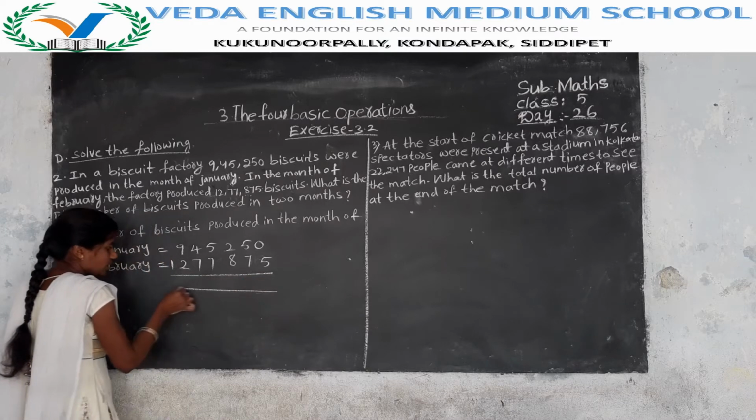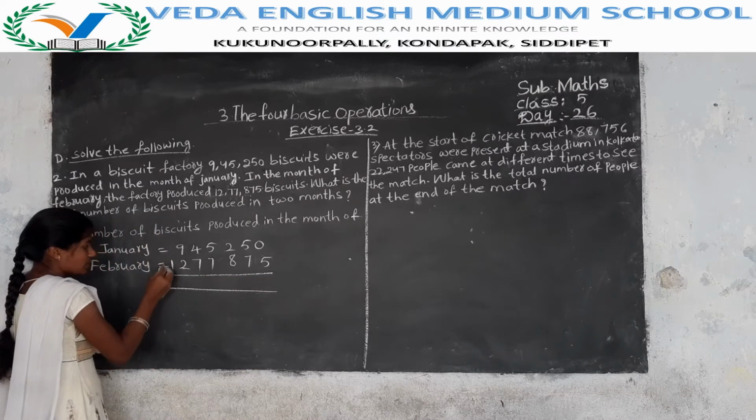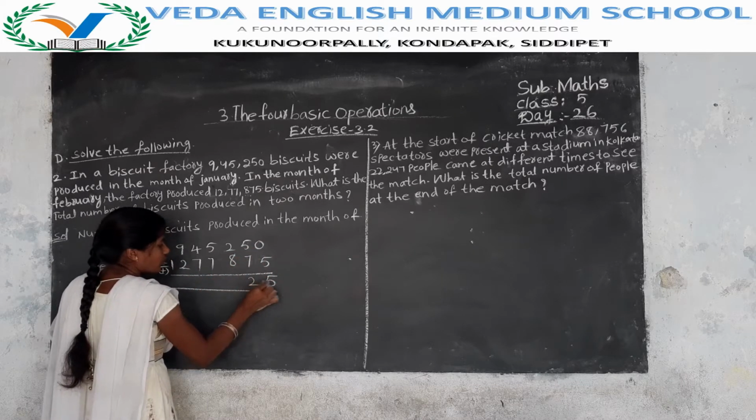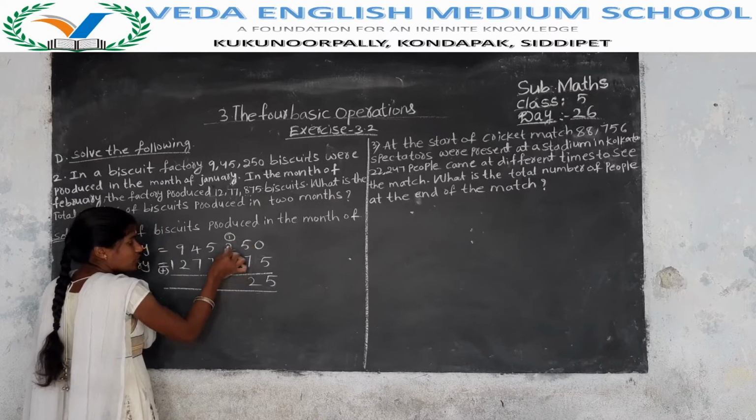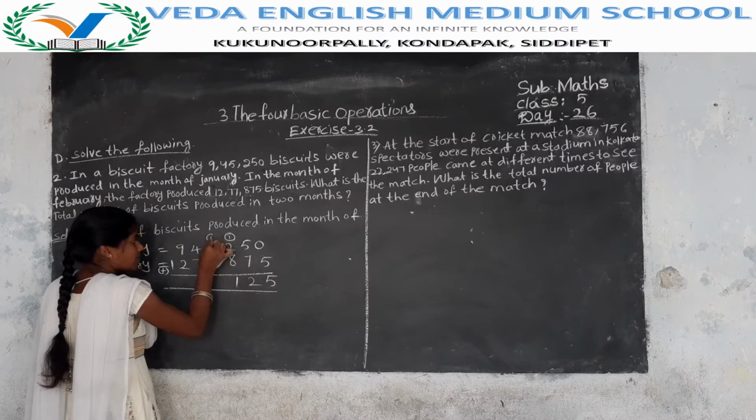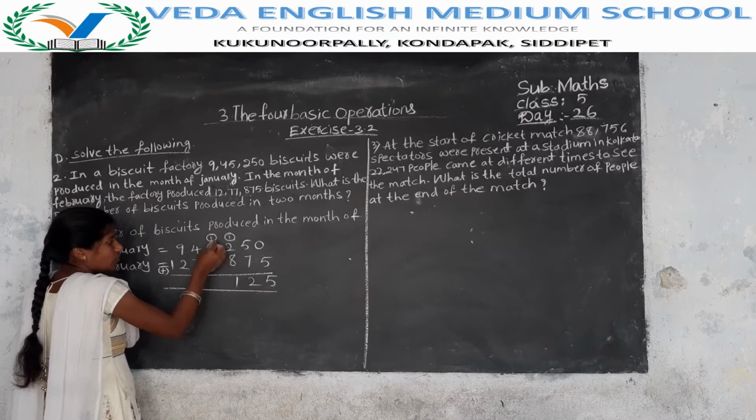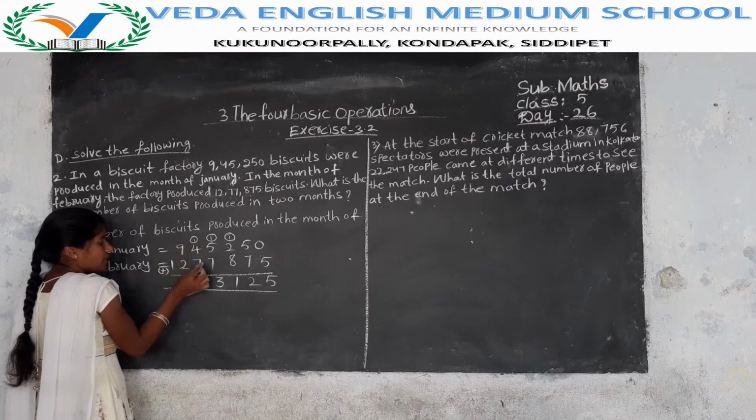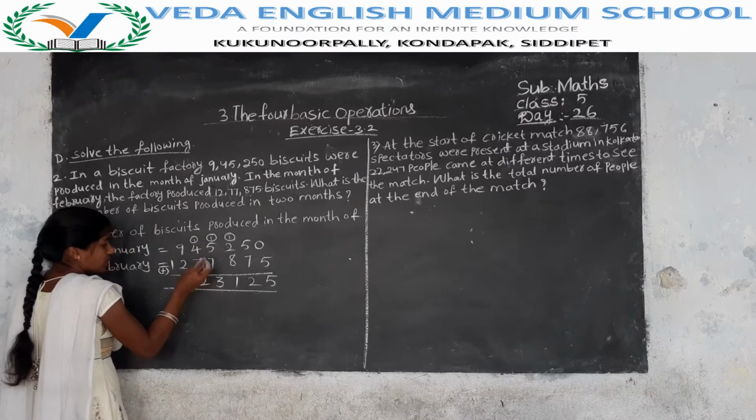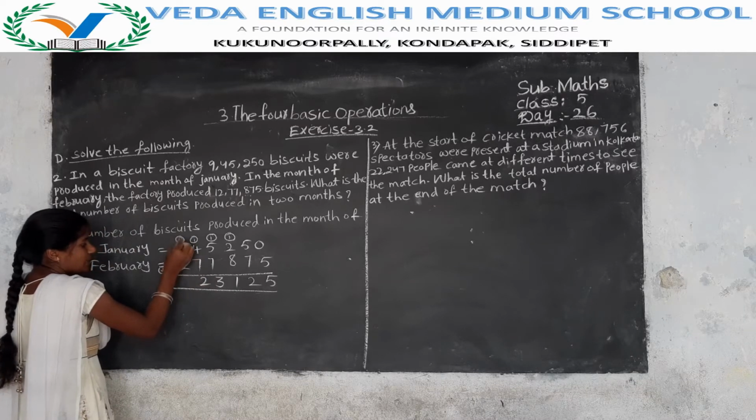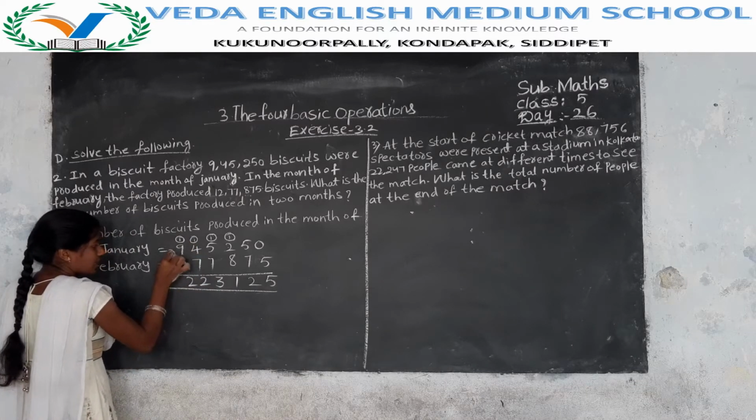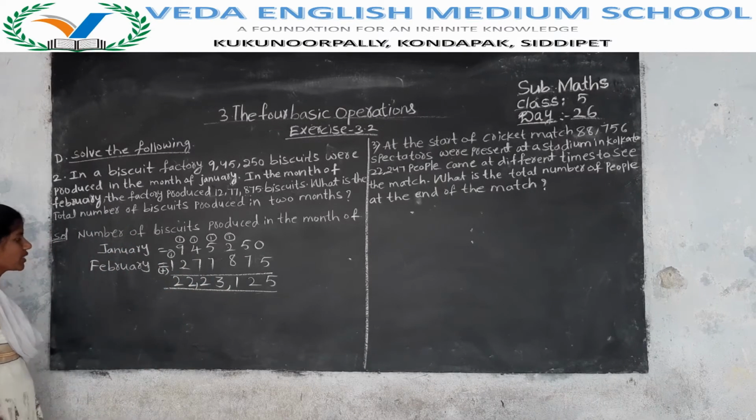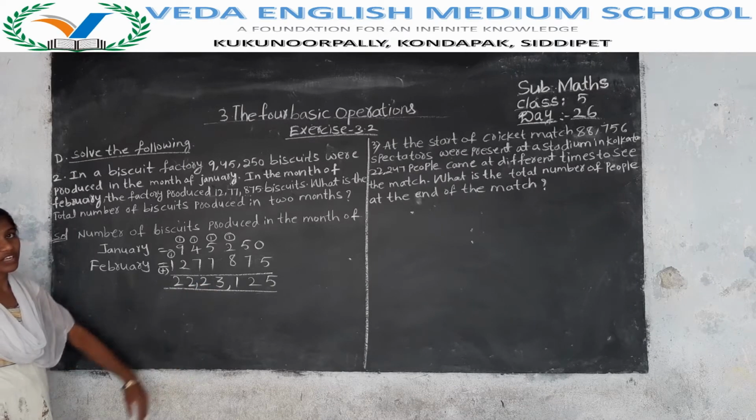So for these 2 months we have to find how many biscuits they produced. Now, ones place: 0 plus 5, 5. 7 plus 5, 12, 2 you write here, 1 becomes carry. 8 plus 2, 10, 10 plus 1, 11, 1 you write here, 1 becomes carry. 7 plus 5, 12, 12 plus 1, 13, 3 you write here, 1 becomes carry. 4 plus 1, 5, 5 plus 7, 12, 2 you write there, 1 becomes carry. 9 plus 1, 10, 10 plus 2, 12, 2 you write here, 1 becomes carry. 1 plus 1, 2. Then in 2 months they produced 22,23,125 biscuits.